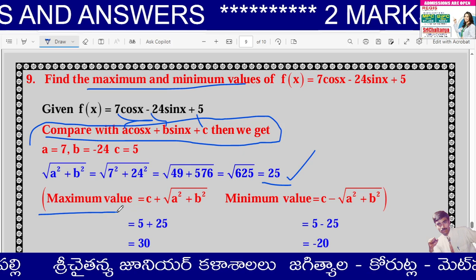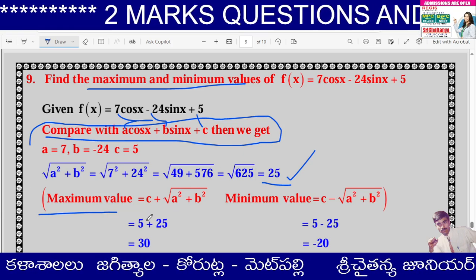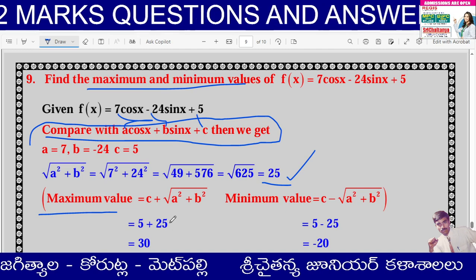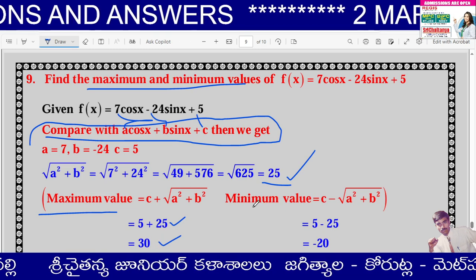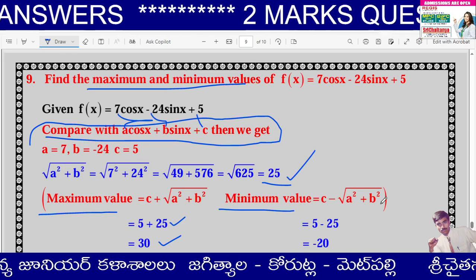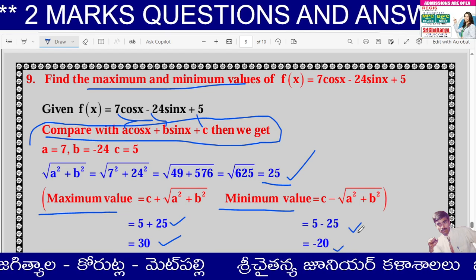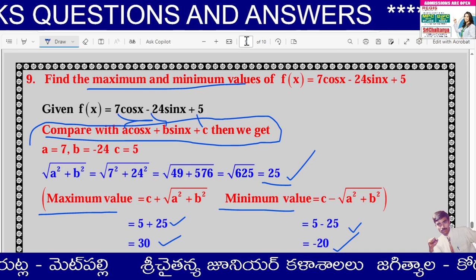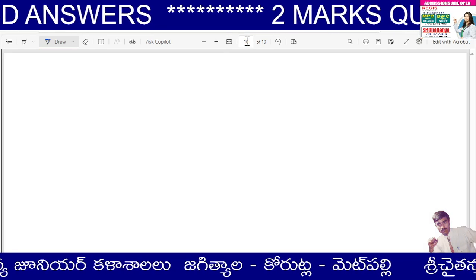Now the maximum value formula is c plus the square root of a square plus b square. C value is 5, and the square root of a square plus b square is 25. 5 plus 25 equal to 30. Same for the minimum value: c minus the square root of a square plus b square, 5 minus 25 equal to minus 20. The maximum value is 30 and the minimum value is minus 20.